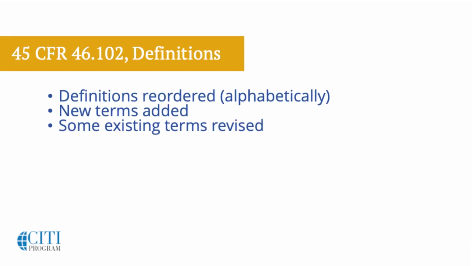Moving forward, we're at 45 CFR 46.102, the definitions section. So what are the major changes to definitions? The definitions were reordered. They're now listed alphabetically, so it's easier to find. New terms were added. The three new terms added include clinical trial, public health authority.